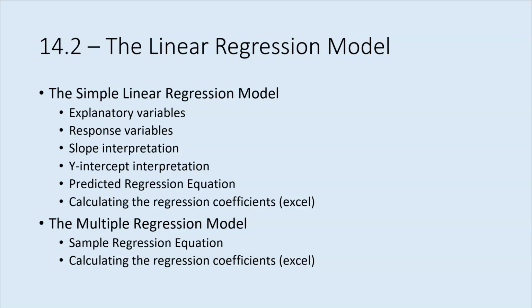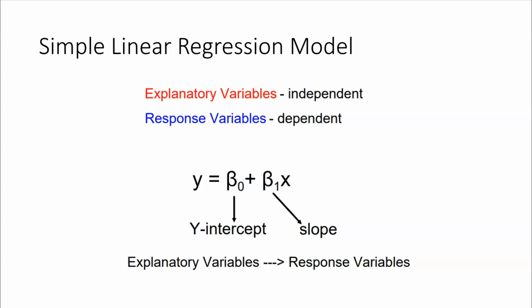Right, so in 14.2, we're going to be dealing with the simple and multiple regression models. So that is going to be equations. We can talk about independent or dependent variables as explanatory and response. Explanatory meaning this is what we're trying to understand, and what happens as a response is the dependent variable.